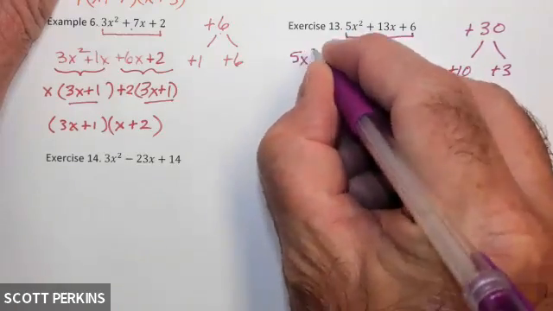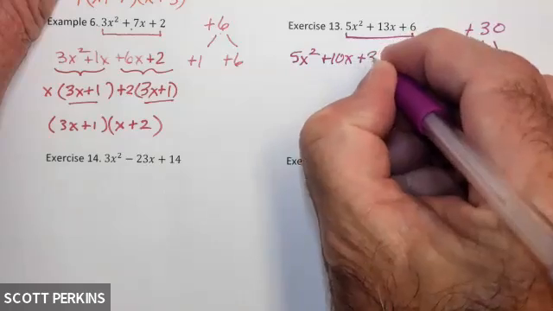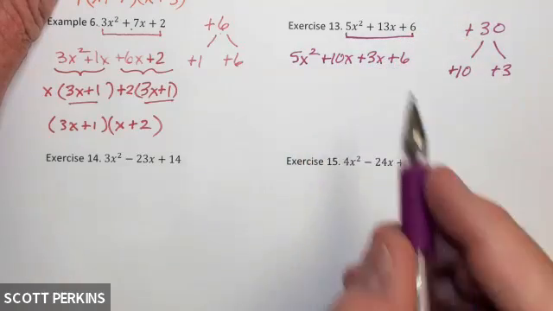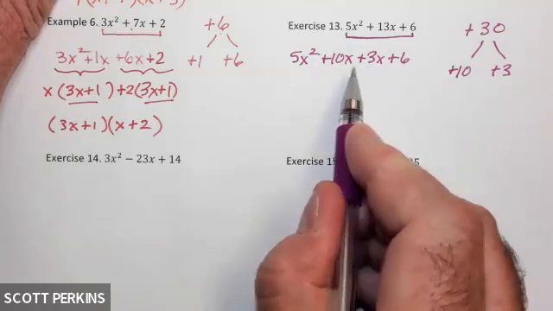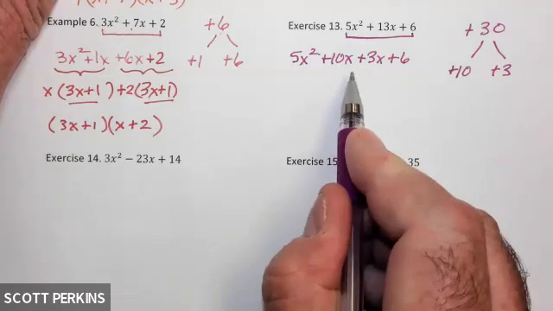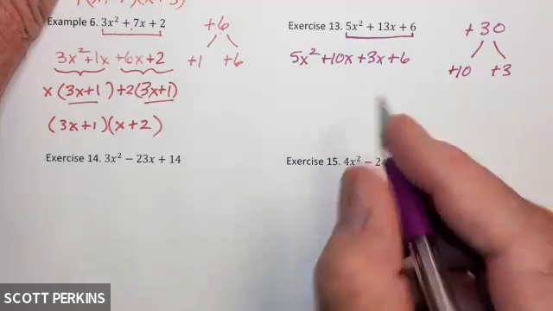So I've got 5x squared, and then I'm going to have plus 10x, plus 3x, plus 6. If you have plus 3x plus 10x here in the middle, that is totally fine. We will end up in the same place. And now I'm going to give you another 30 seconds or so. Finish factoring that by grouping.